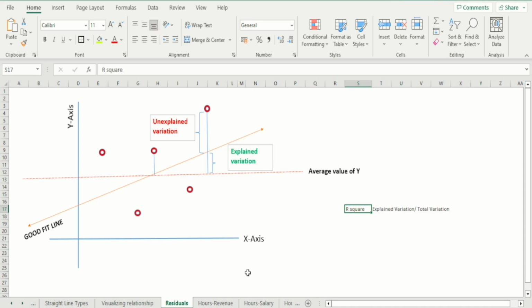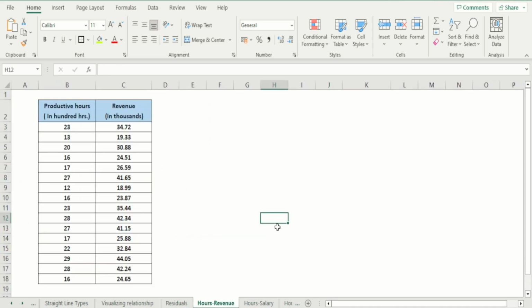All right, having looked at this, now let's turn our eye to a couple of different problems that we'll try and apply ourselves to. So here, what we have is a data set which gives us the productive hours and the revenue. So let's say there's a company, and within that company you have certain employees, certain staff members. In column B, what you have is their productive hours. Remember that the unit is in hundreds of hours. So for example, cell number B3, where the number is 23, that's 2300 hours. Cell number B4 is 13, that is 1300 hours.